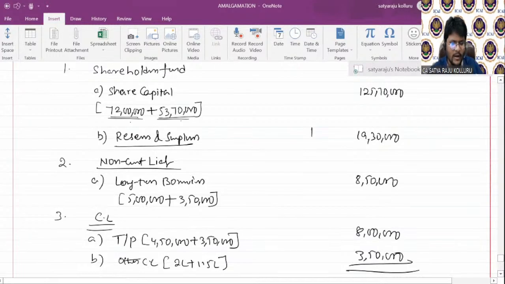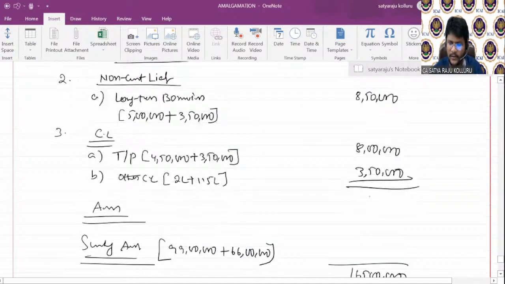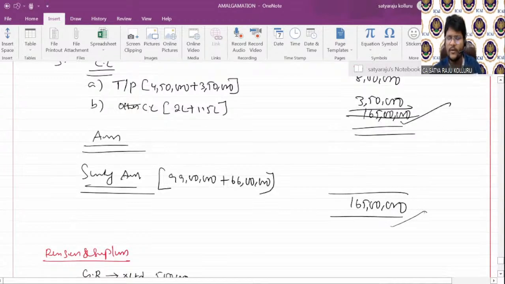Let me check the liabilities. 125,70,000 plus 19,30,000 plus 8,50,000 plus 8 lakhs plus 3,50,000. I got exactly 165 lakhs here. So that is 165 lakhs. Here also the total is 165 lakhs. But individual assets you need to present in the examination. I have simply presented it as total sundry assets.